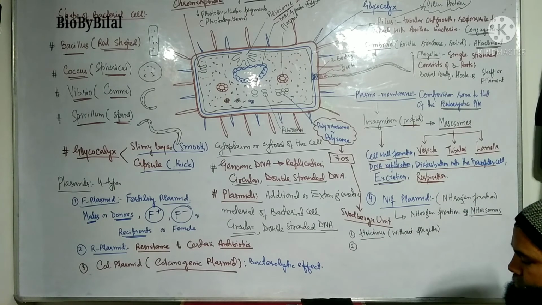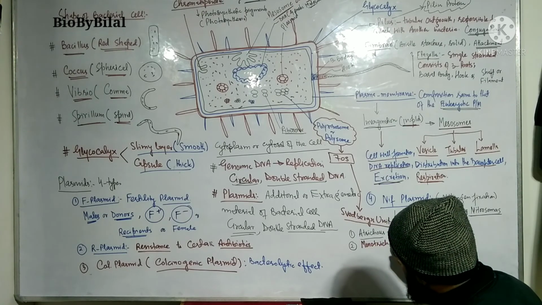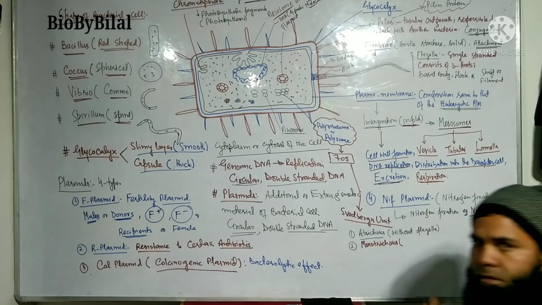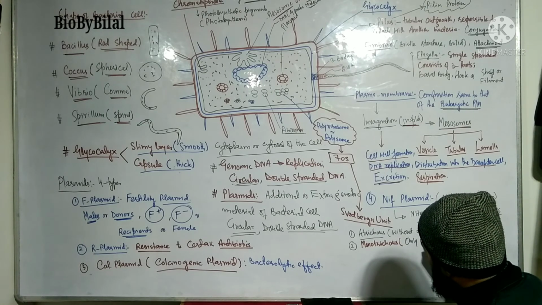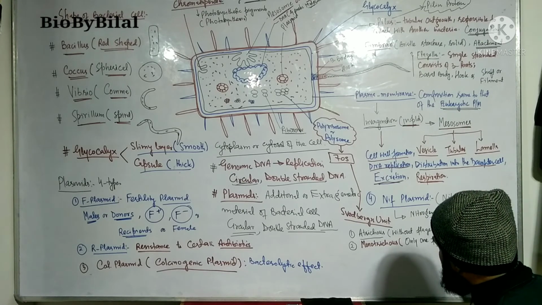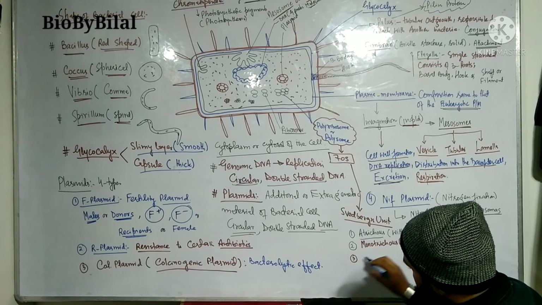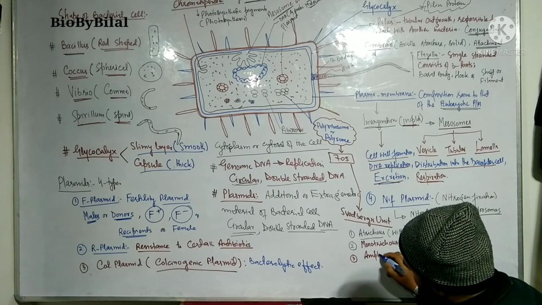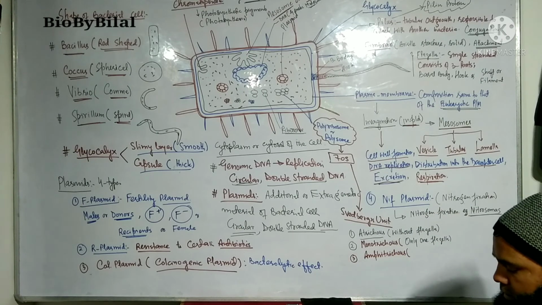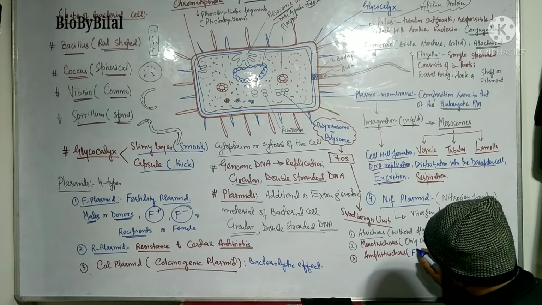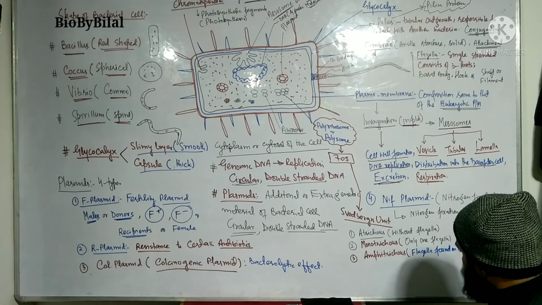The second category is called Monotrichous, which means the bacteria contains only one flagellum. And bacteria which contain flagella on both sides are called Amphitrichous. Amphitrichous means flagella found on both sides.